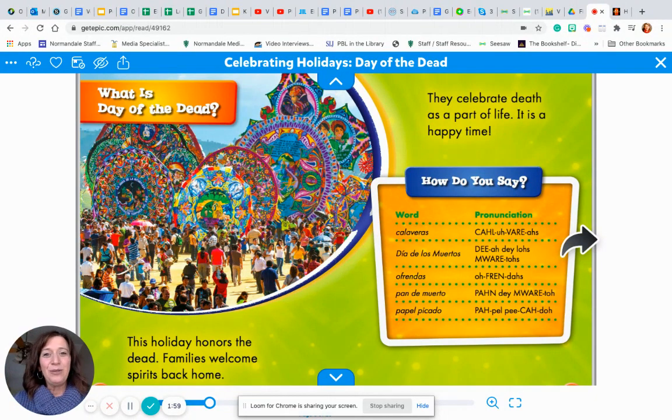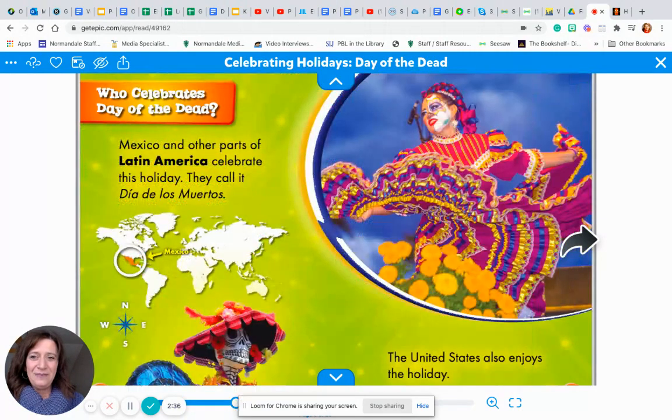So there's a couple of words. A lot of the people who celebrate Day of the Dead are in Latin America, and so you might speak Spanish if you're from Latin America. Calaveras means skulls. Dia de los Muertos means Day of the Dead. Ofrendas is an altar where you offer up remembrances for the people who've died. Pan de muerto, that's a special kind of sweet bread that you might eat if you celebrate. And papel picado, those are decorations that people use to decorate for the holiday.